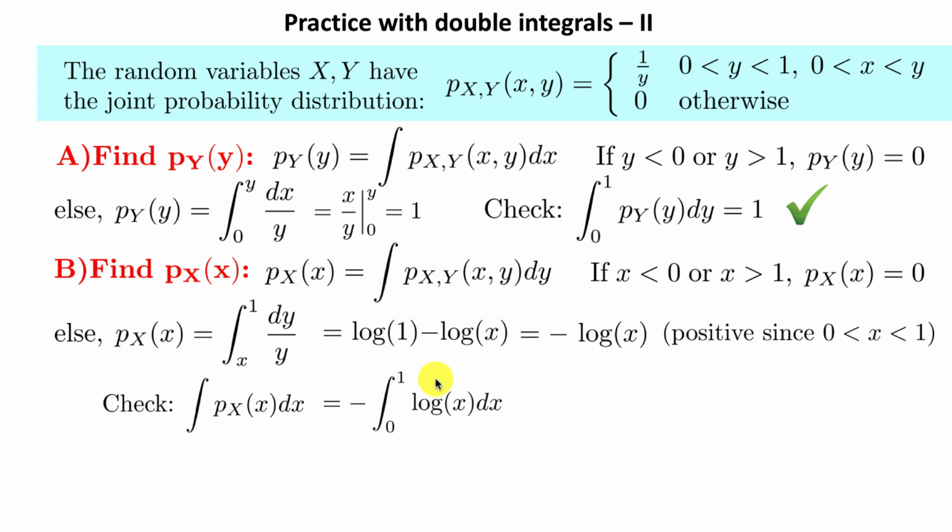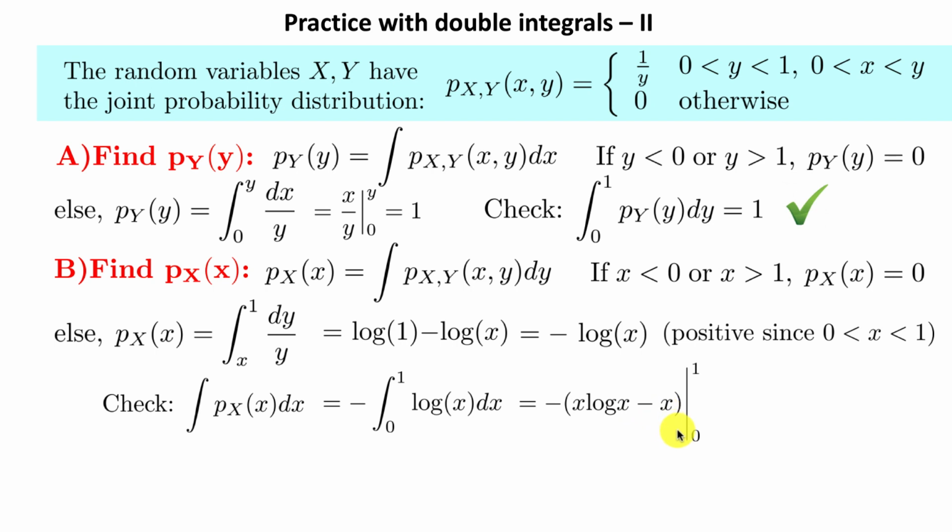Okay, now we need to know how to integrate log of x. Well, here is the answer. If you integrate log of x, you get x log x minus x. How did I know that? Easy. Just differentiate this. So if I differentiate x, I get log x only. Then if I differentiate log x, I get x into 1 over x, which is 1. And if I differentiate this x, I get 1 also. So that gives 0. And so, in fact, the integral of log x is x log x minus x.